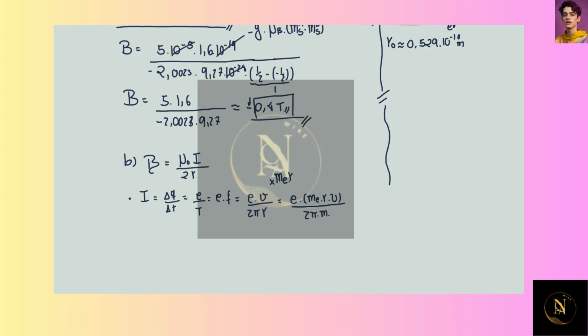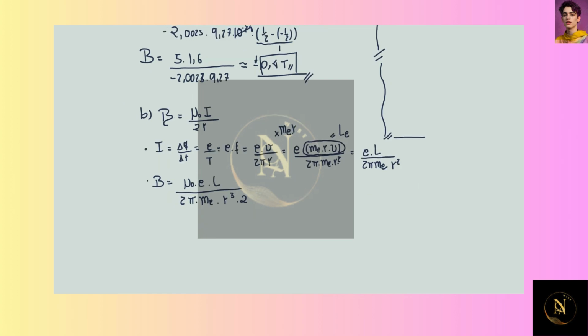times me times r squared. We note that this is equal to L, the angular momentum of that charge. So the current is then equal to e times L divided by 2 pi me r squared. Therefore, the magnetic field is given by mu0 times e times L divided by 2 pi times me times r to the third.